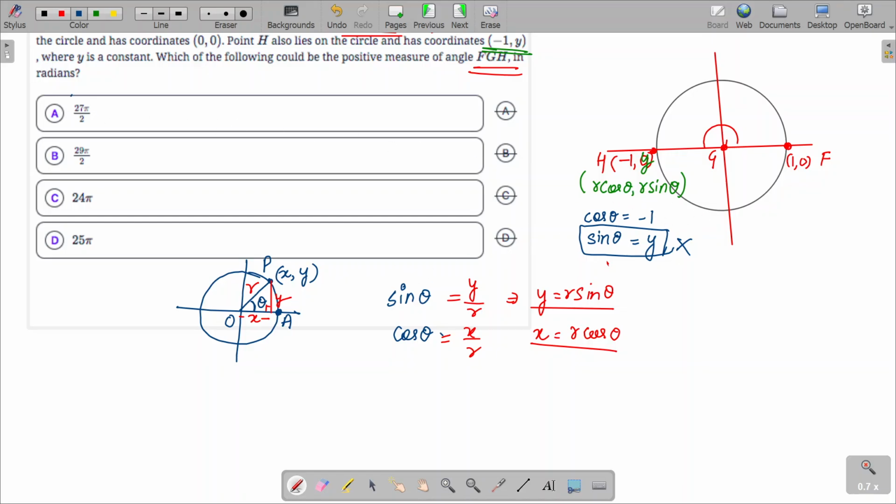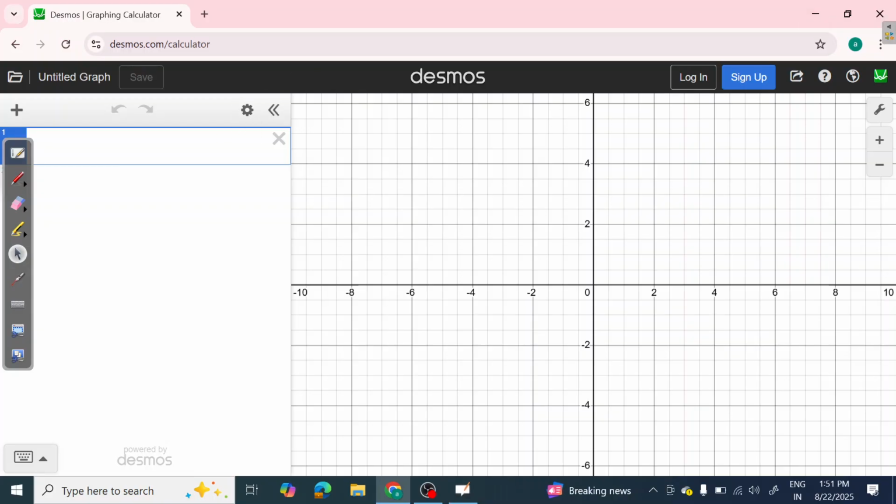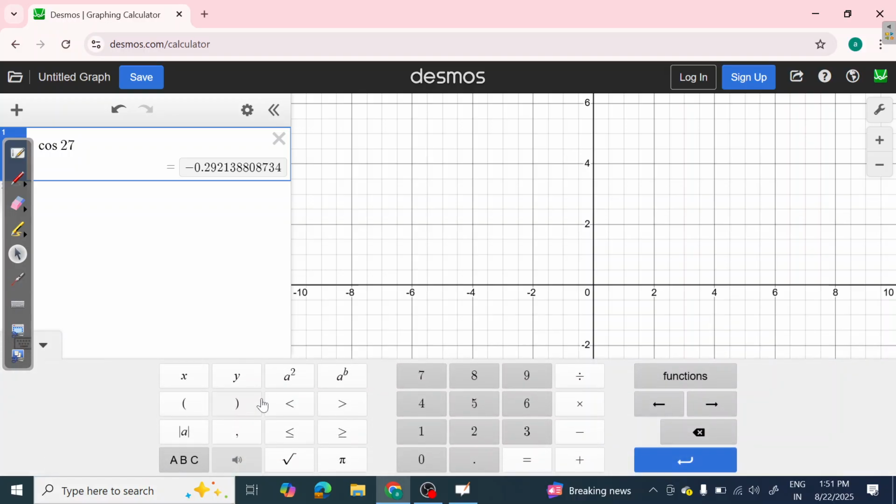Now, my thing is these angles are given. So one by one, I'll put theta value as 27 pi by 2, then 29 pi by 2 and so on, and I'll check at what angle I'm getting the value of cos theta as negative 1. So you have to use Desmos for that. Let's use Desmos. I'll write cos of 27 pi. For pi, you just have to click on this keyboard and use pi, okay? And then divided by 2.